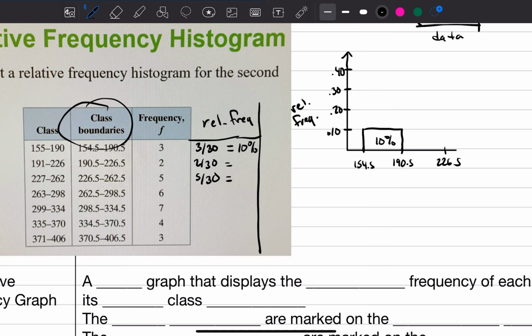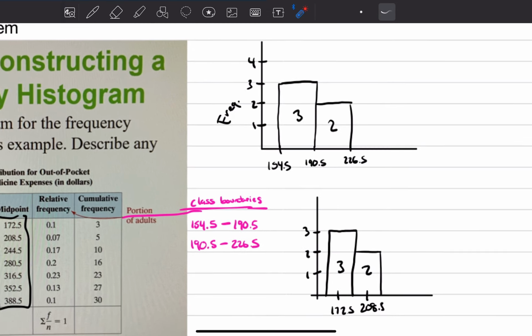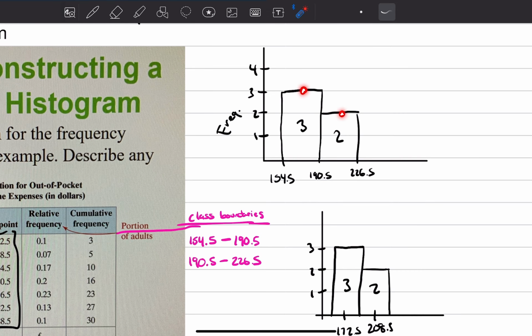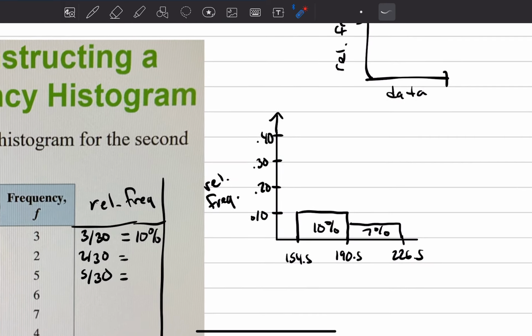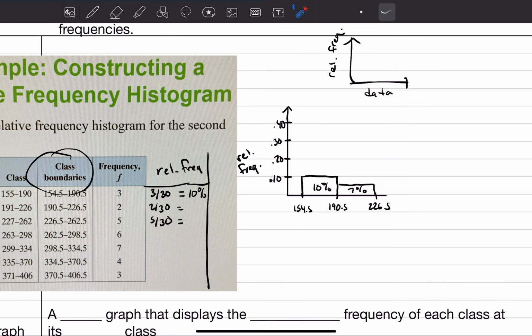The next one was 7, I believe. So we're going to go to 7, like that. And then you keep going like that. Now you'll notice the shape, although I didn't draw it the best, the shape will be the same as this one. The first one's taller, the next one's not as tall, right? Same thing here. The first one's taller, the next one's not as tall. Same shape, it's just the y-axis is now percentages or decimals. The nice thing about this is that you can see the percentages and quickly identify how much data is within that boundary relative to the rest of the data.